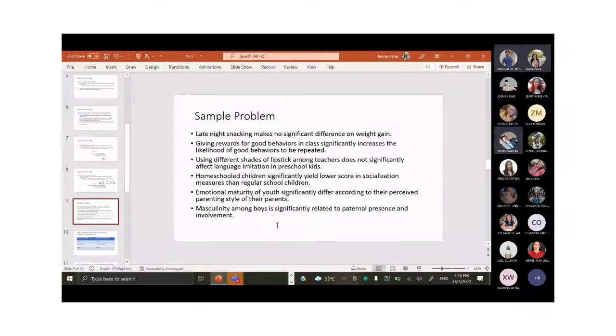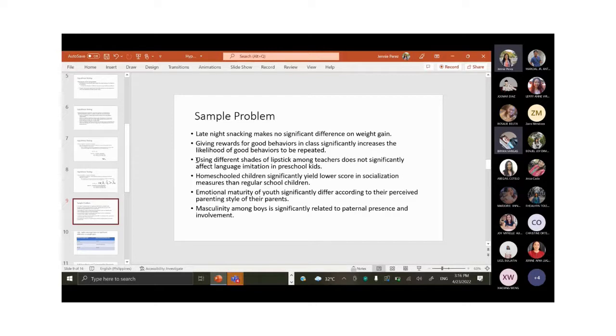What gives you a clue that it is a directional hypothesis? With the line significantly increases. Yes, that's right. It significantly increases. So there is an assumption that one group should have higher score than the other group. Okay. Now, how about the third one? Using different shades of lipstick among teachers does not significantly affect language imitation in preschool kids.